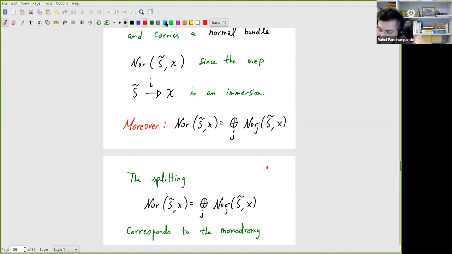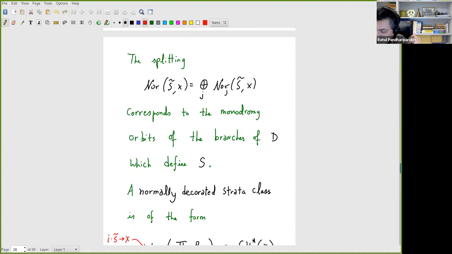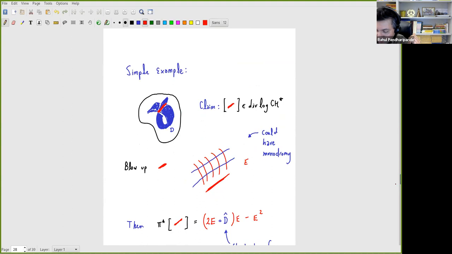But when you have something unpleasant like this, in a higher dimensional version, you can't separate the normal bundle into direct sums of line bundles, because there could be monodromy in the cutting equation. I just remembered I drew a picture of that. Here it is. Here's the variety X, this D is my divisor, and this red is the self-intersection, which is a stratum. Imagine, and I can't draw this, that these two sheets that cut have some monodromy in them. They're not globally separated.